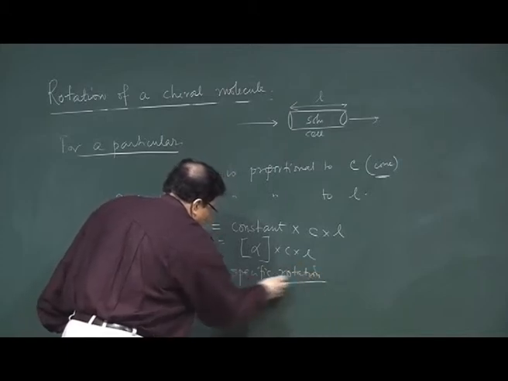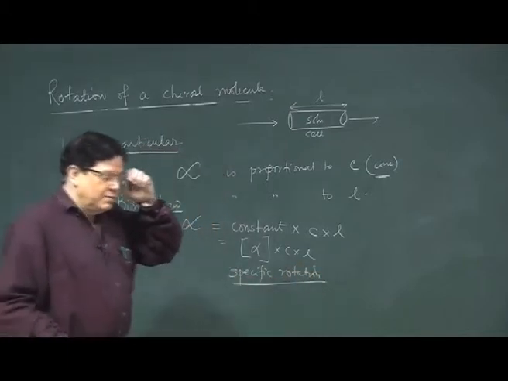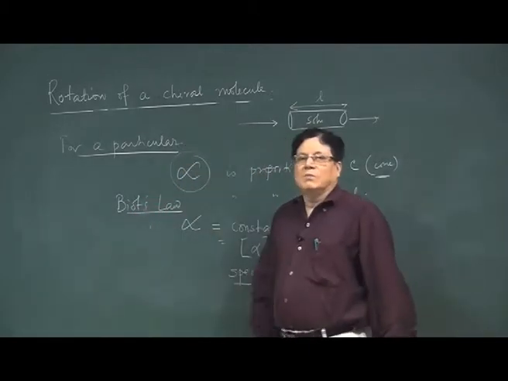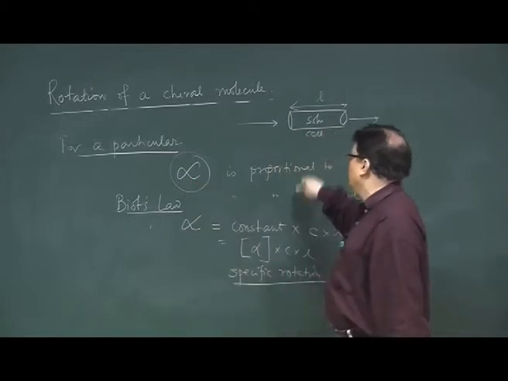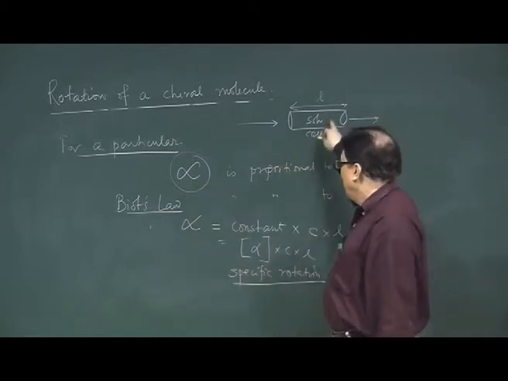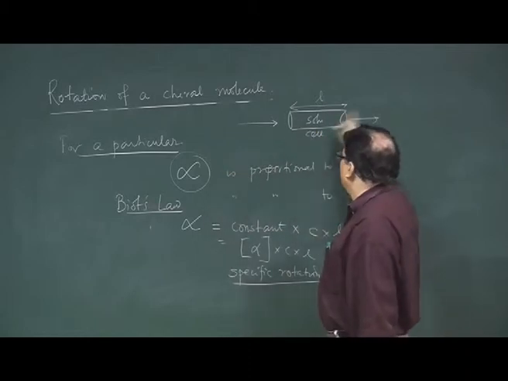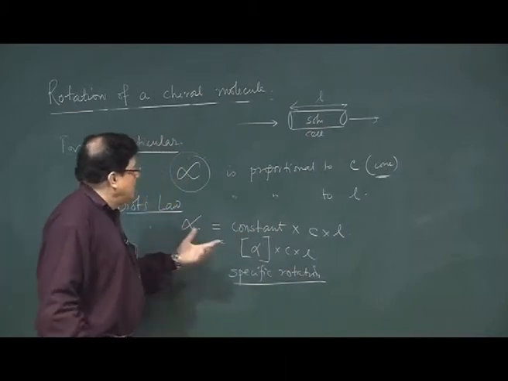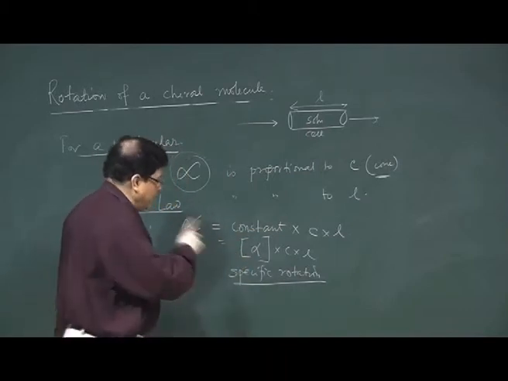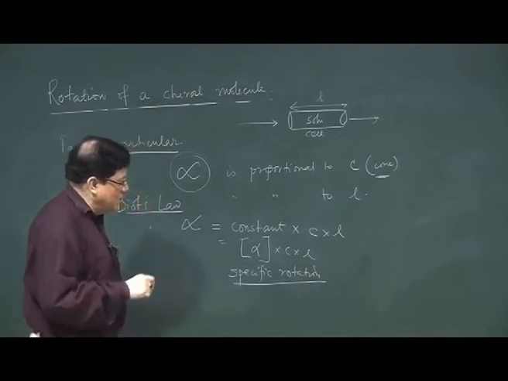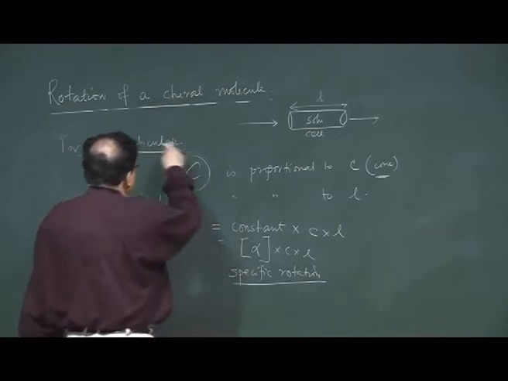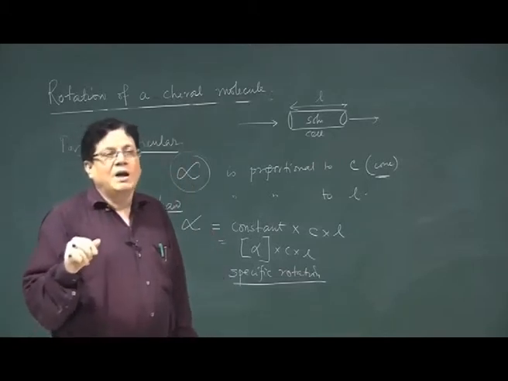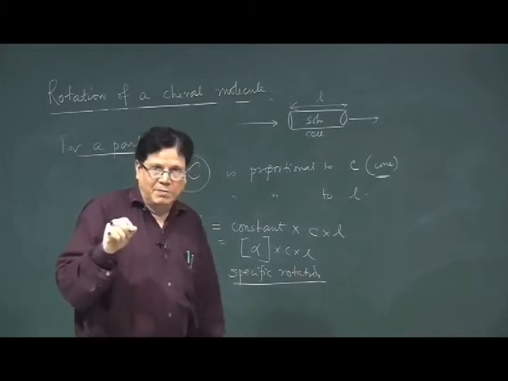Now, this specific rotation is an intensive property and not the rotation, because the rotation will vary with concentration. If you take a more concentrated solution, alpha will increase. If you take a longer path length, alpha will increase. But the specific rotation is constant, provided, of course, there are other issues here, provided the wavelength of the light is fixed at a particular value, and also provided you carry out the experiment at a particular temperature.